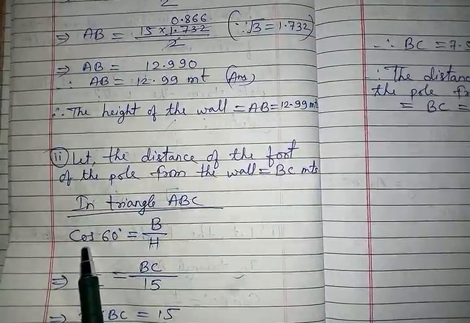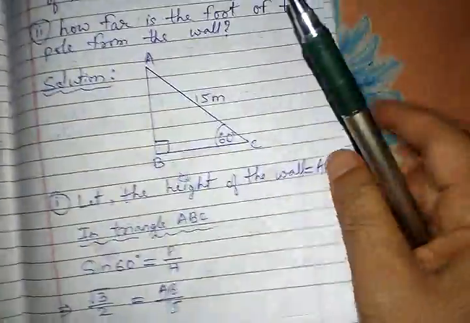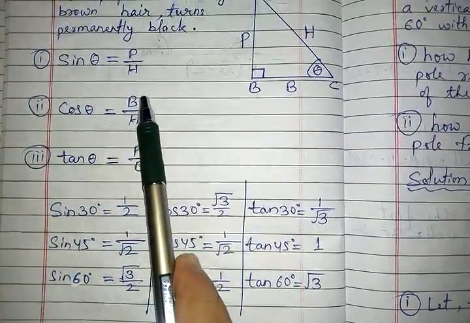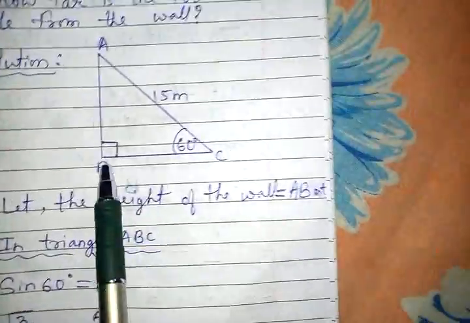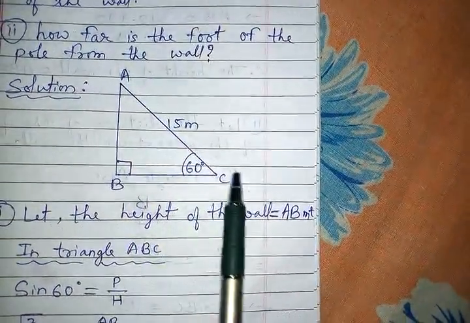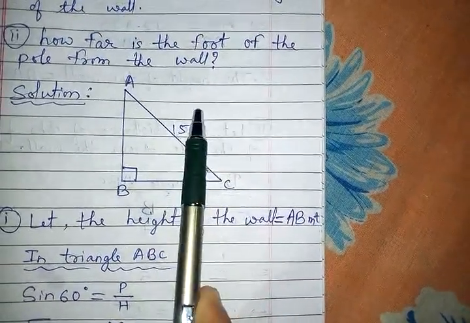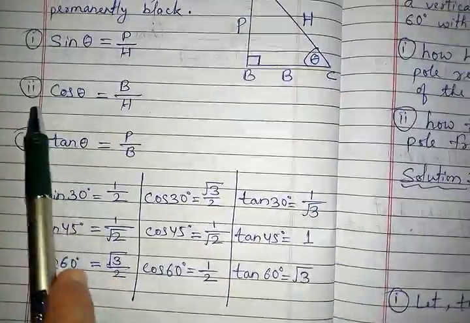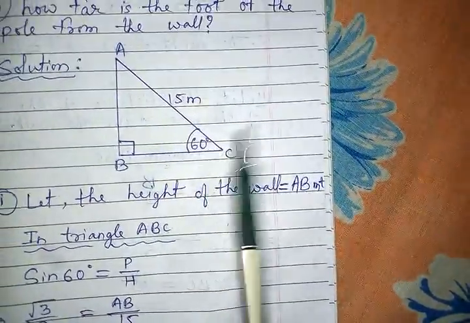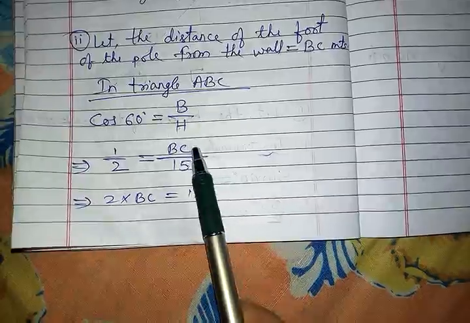Now this time I am going to take cos 60. Let me tell you, children, why cos 60. Because cos means base by hypotenuse. So here I have to find the base and the hypotenuse is given. So I will take the help of the hypotenuse to find the base. That's why cos. And theta will become 60, because here our acute angle is 60. So that's why cos 60 equal to base by hypotenuse.